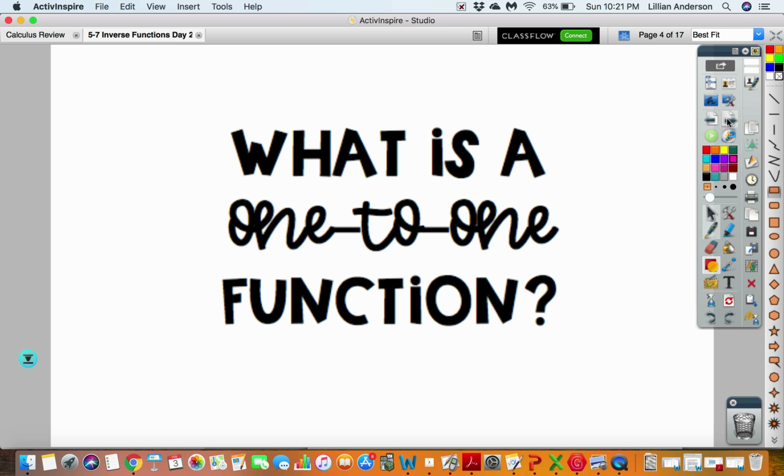So what is a one-to-one function? Now this is some new terminology here. Last time we talked about what it meant to be a function. Remember, to be a function, there are no repeating x's. Every x has a unique y. Okay, remember we also talked about the vertical line test. These are all things to be just a regular function. Now we're going to talk about what it means to be a one-to-one function.